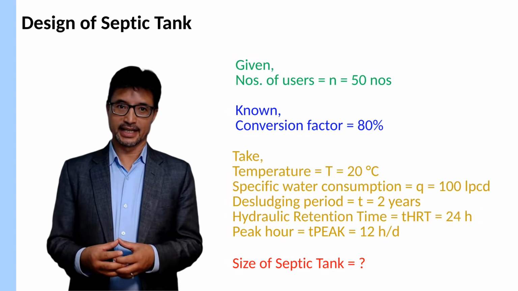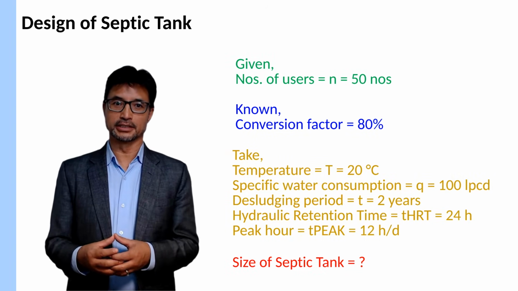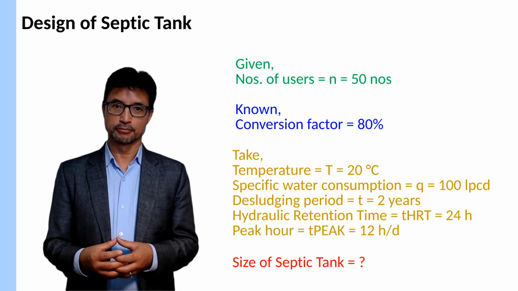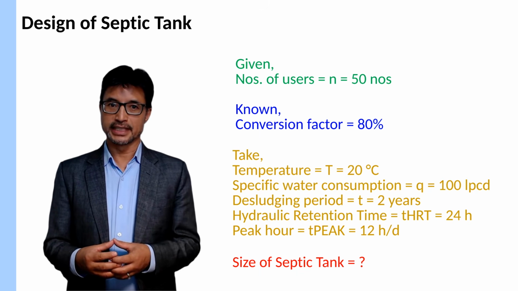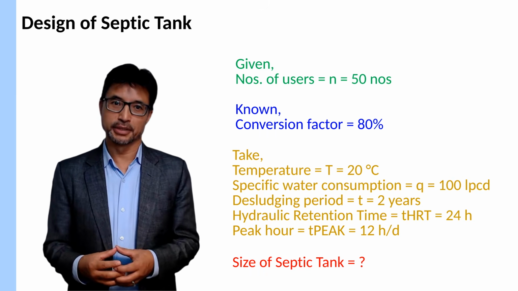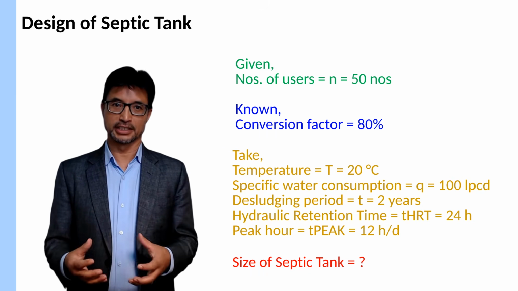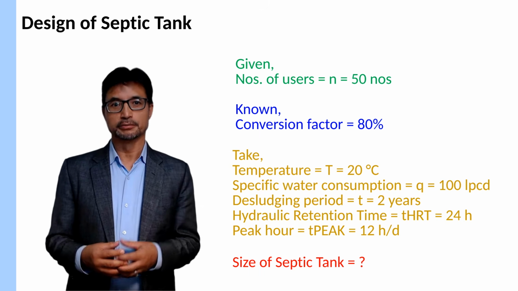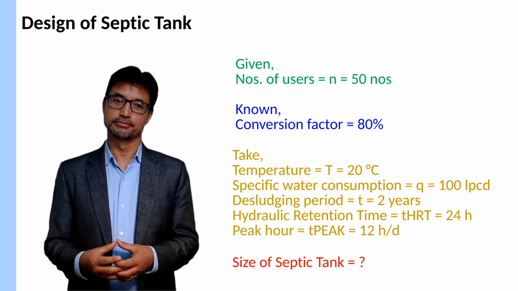We begin with the design assumptions. There are 50 users, and let's say each uses 100 liters of water per day. Conversion factor 80%, and the temperature is 20 degrees Celsius. The dislodging period is 2 years. The hydraulic retention time is 24 hours, and the peak flow period is 12 hours.